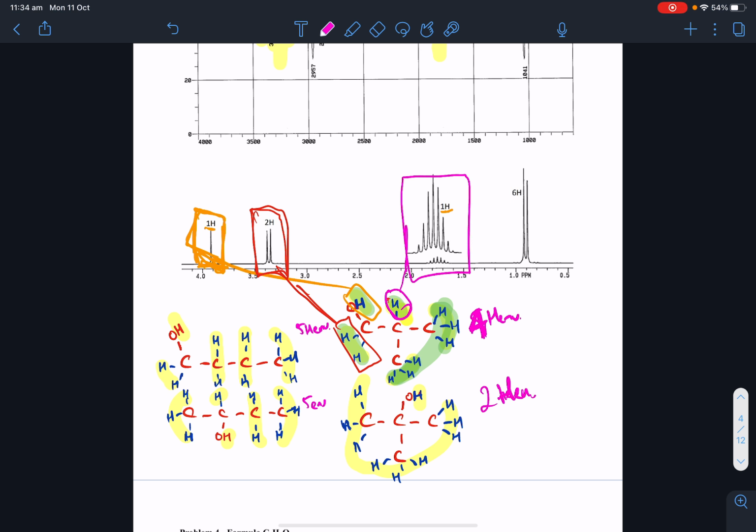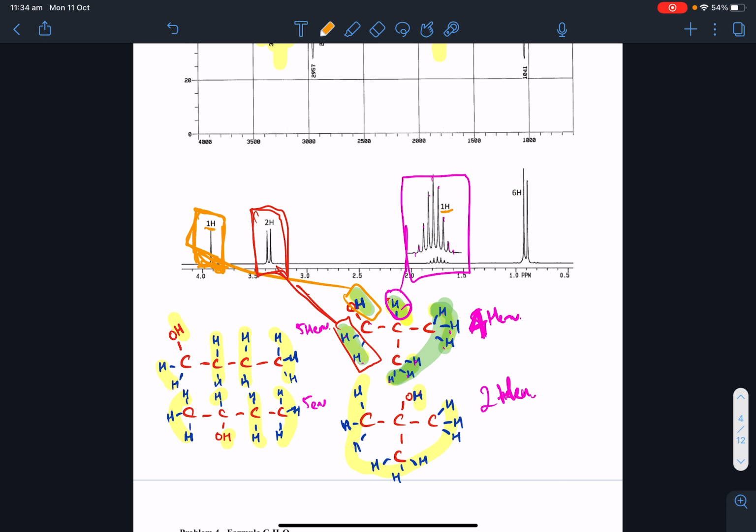Let's count these peaks. 1, 2, 3, 4, 5, 6, 7, 8, 9. All right. Let's just make sure. 1, 2, 3, 4, 5, 6. The two methyl groups. 7, 8. Is it seeing that one slightly? I'm still happy with that splitting. It's one hydrogen with a lot of neighbors.